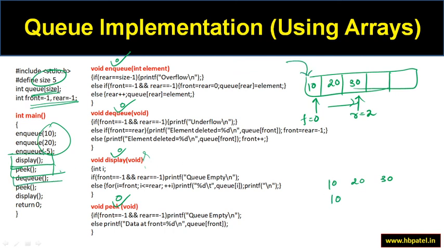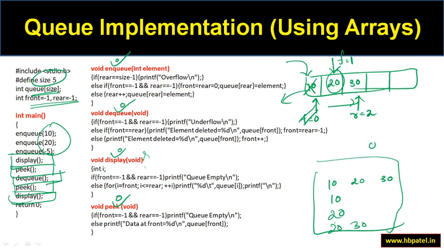Now when I use dequeue, what will happen? Dequeue means empty out. So this 10 is gone. Now front is pointing to this 20. And now if I do peek, what will happen? Peek will give you 20. So that 20 will be printed. And if I print display, what will happen? Now we have only two elements, 20 and 30. So 20 and 30. This is what you are going to get as an output.